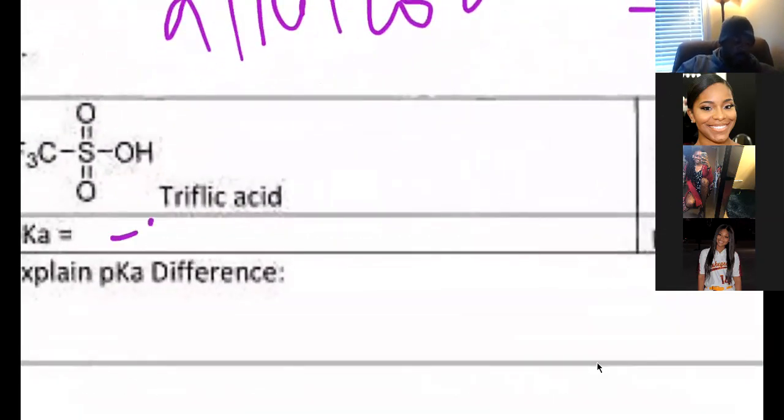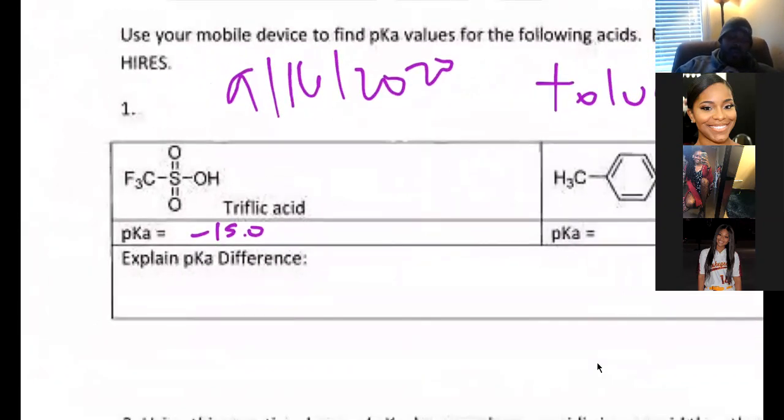-15.0. And I've used triflic acid before. It's so acidic that when you take the top off the bottle, the vapors react with the water in the atmosphere, and you can see the reaction happen. It's very, very acidic. So it's doing proton transfer with the water that's in the air. It's that acidic.